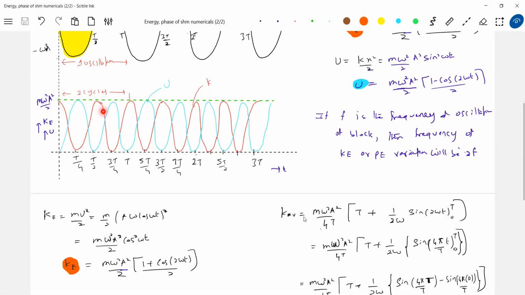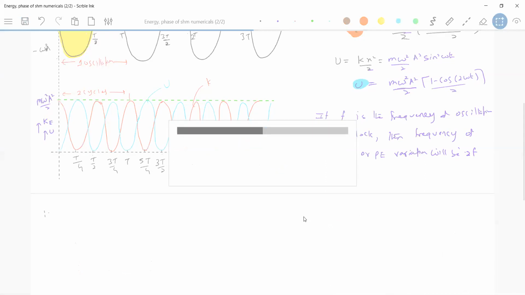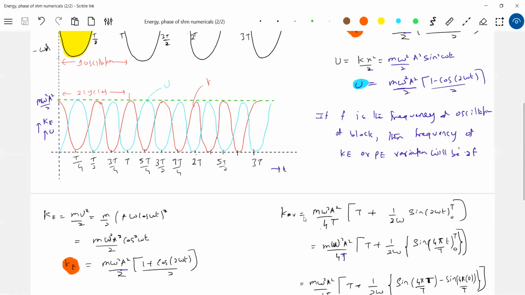It will vary like this, no? So what is the average value of this red color line? It should be half of it, M omega square A square by 4. If you have some common sense, why integrate and do so much mathematics to exhibit that I am very good in mathematics? If you have good common sense, that is enough, no? See, that's what I want you to observe. So this is very important.